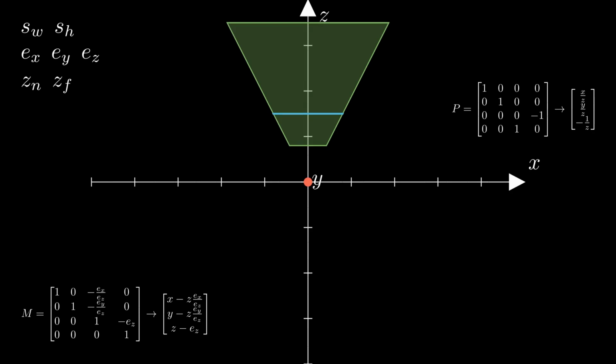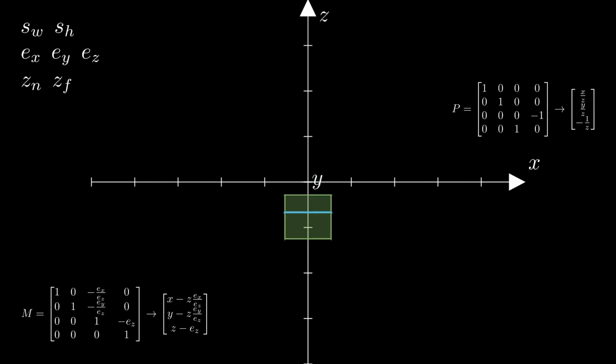However, if we apply the projection matrix now, we notice that the frustum does not span the range of -1 to 1 in the x and y direction. We could apply a scaling matrix now, but I think it's easier to reason about the scaling factors before the projection. So let's reverse it.